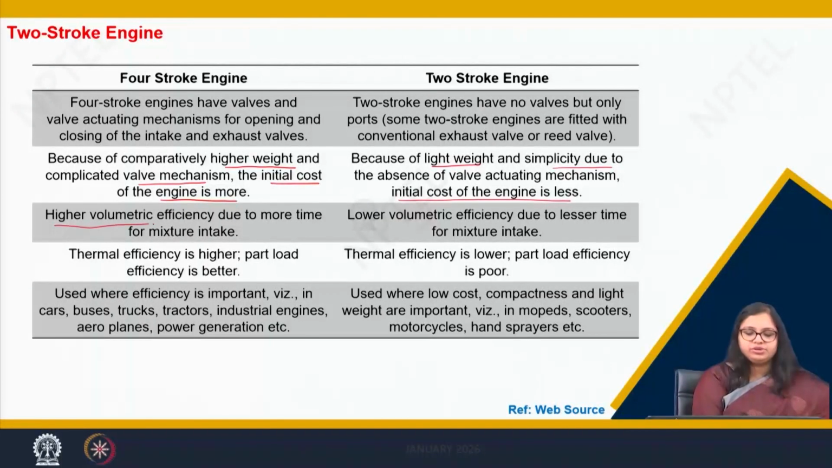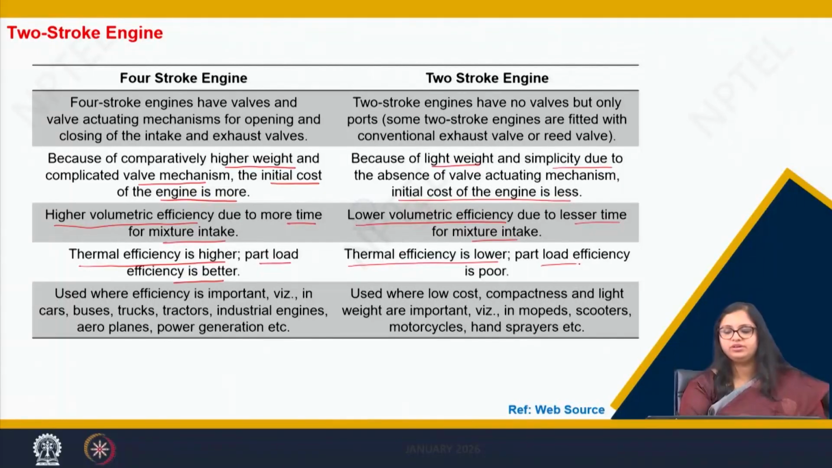Here, higher volumetric efficiency is obtained due to more time for mixture intake. Here, since the time duration for mixture intake is less, lower volumetric efficiency is attained. In a 4-stroke engine, the thermal efficiency is higher and part load efficiency is better. However, in a 2-stroke engine, thermal efficiency is lower and part load efficiency is poor.